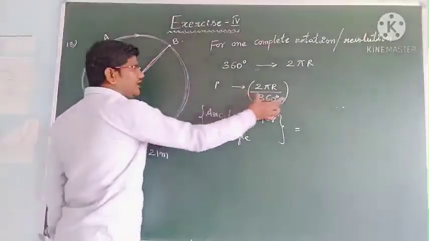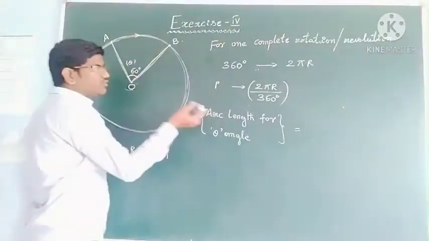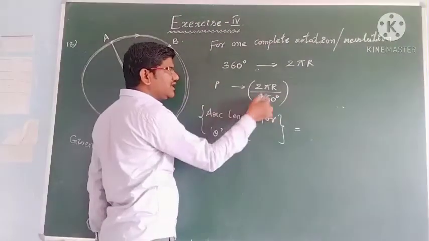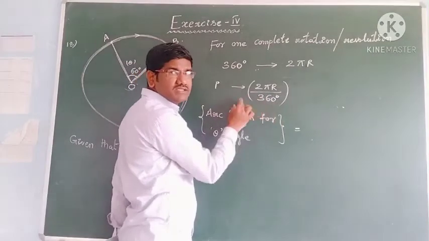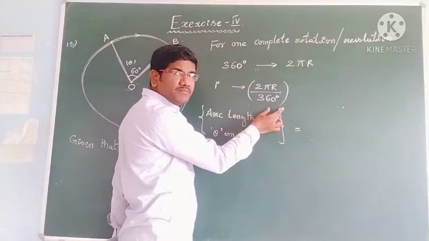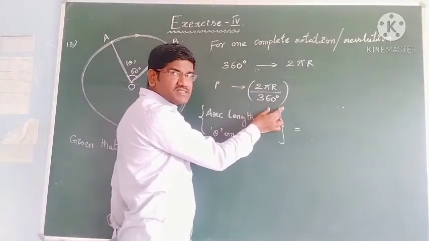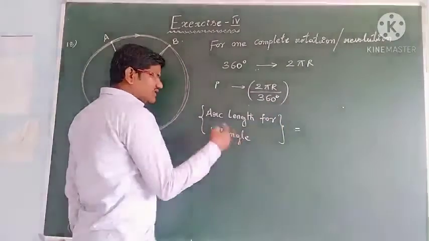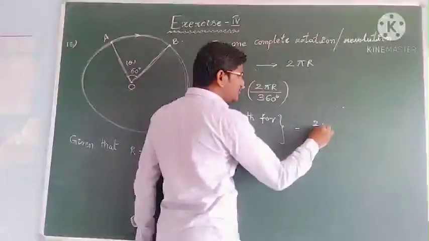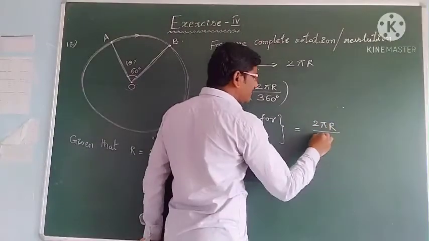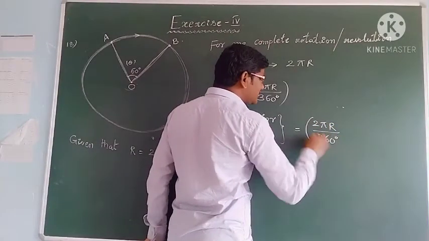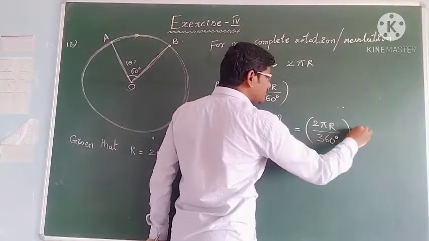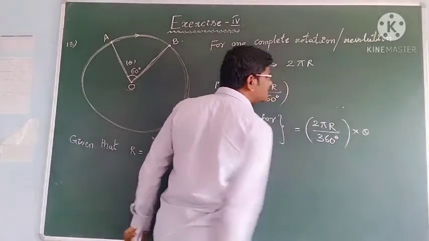So this is for 1 degree. For theta degrees you want: 1 degree is this much, 2 degrees will become 2 times, 3 degrees will become into 3, like for 60 degrees into 60, and for theta degrees into theta. So arc length for theta angle we will get 2 pi r by 360 degrees into theta. So we have to write theta, students.